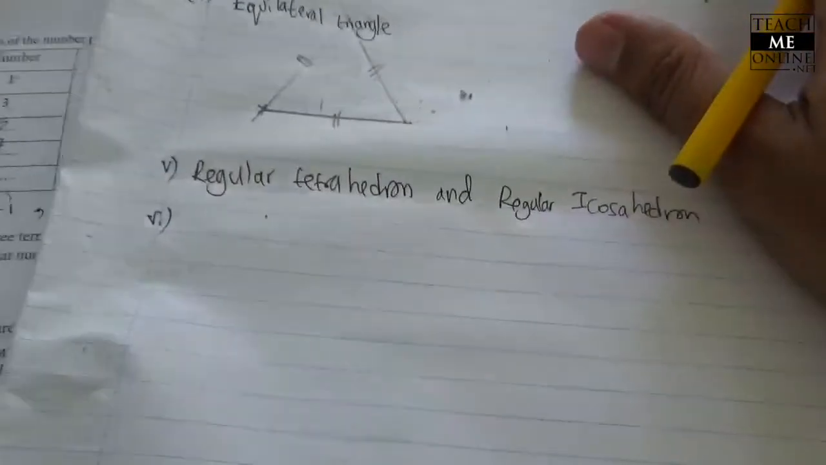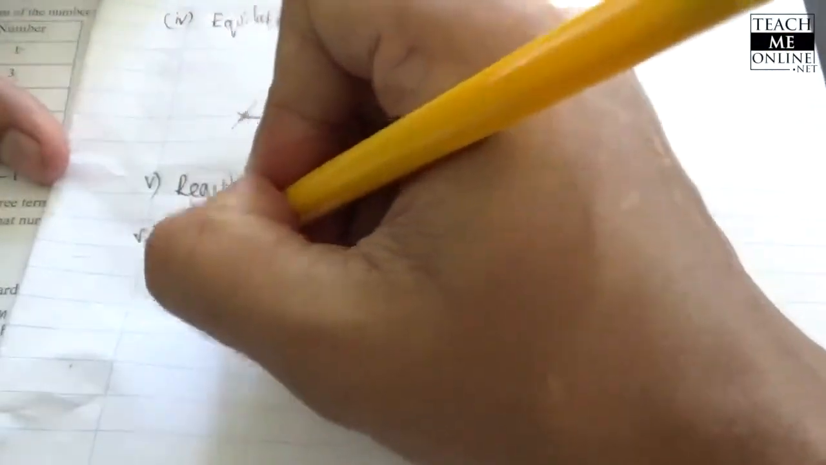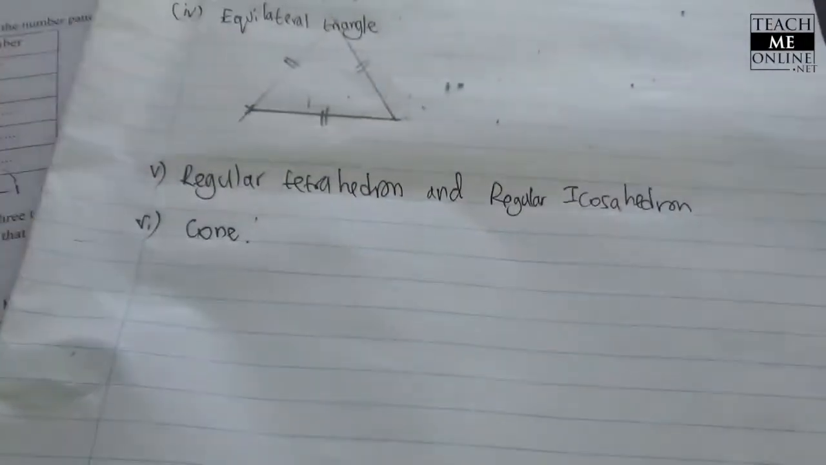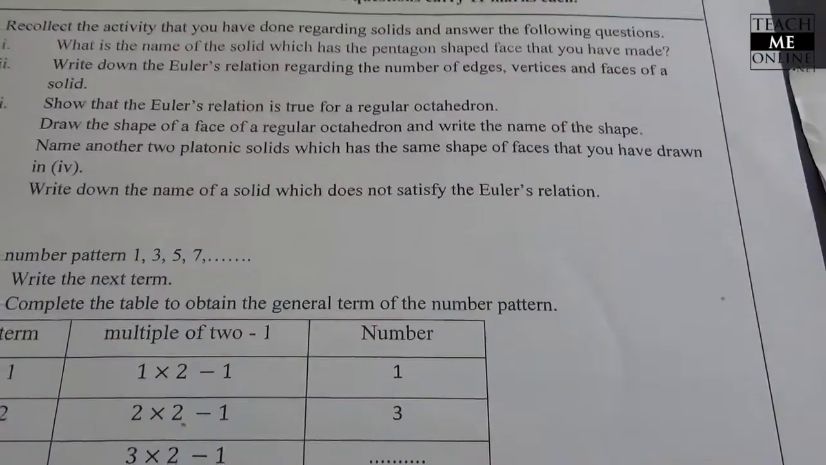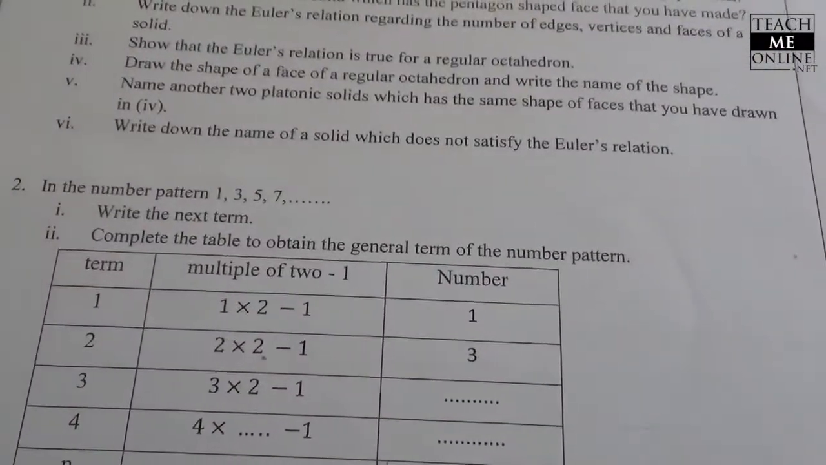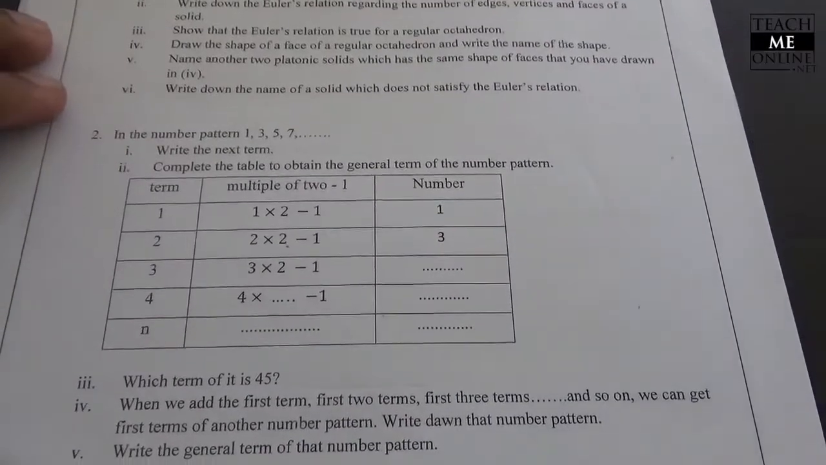Part 6. Write down the name of a solid which does not satisfy Euler's relation. So that will be cone. The cone does not satisfy Euler's relation. Right.